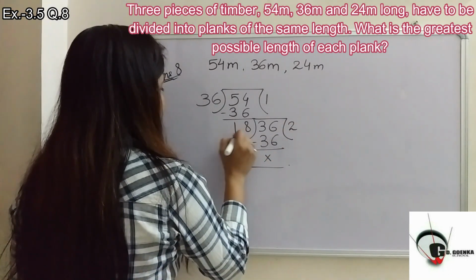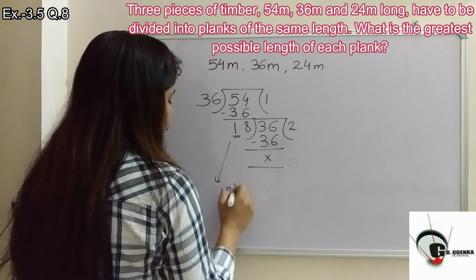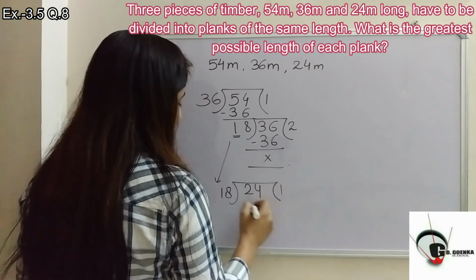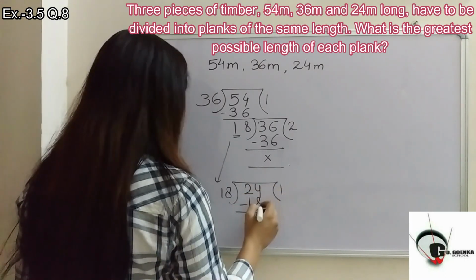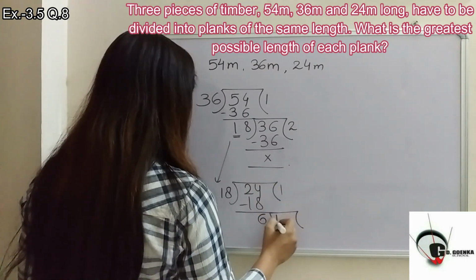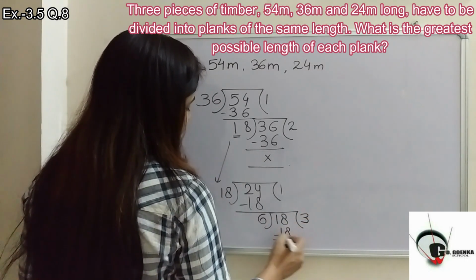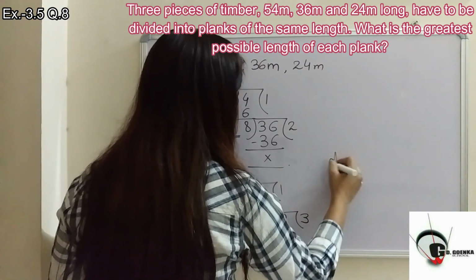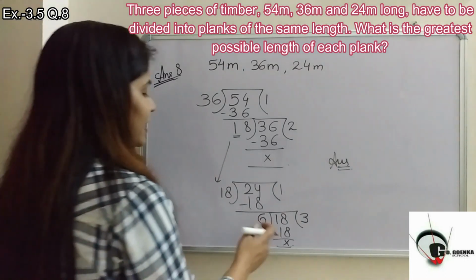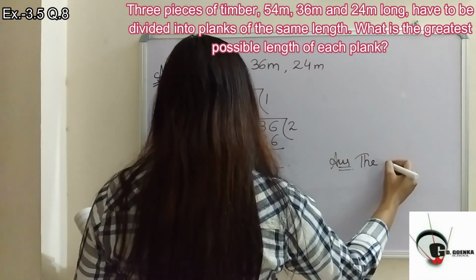Now we are left with 18 over here. So 18 will become the new divisor for the leftover number, that is 24. So 18 ones are 18 and we are left with 6. Now 18 will become the new dividend. 6 threes are 18. So that means the length of the greatest possible plank will be 6 meters.